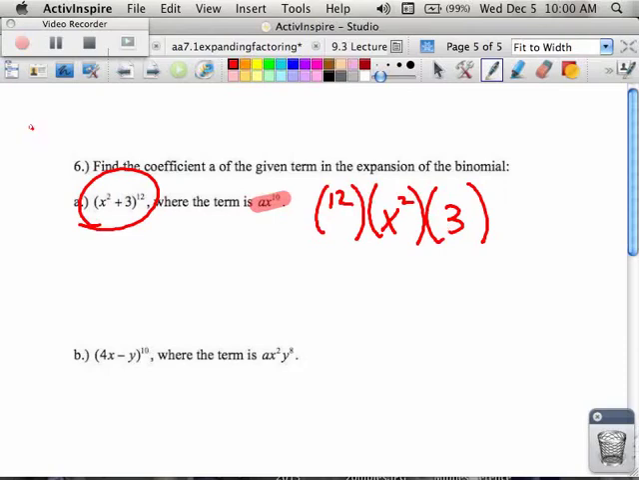Next, knowing that my exponent that I'm looking for is a 10, and knowing that my x currently has a 2, that means that the exponent on this parenthesis has to be a 5. Because x squared multiplied by itself 5 times would give me x to the 10th power. Knowing that that thing is a 5 tells me automatically what the exponent on the last parentheses has to be. It has to be a 7, because those two numbers, the 5 and the 7, have to add up to 12.